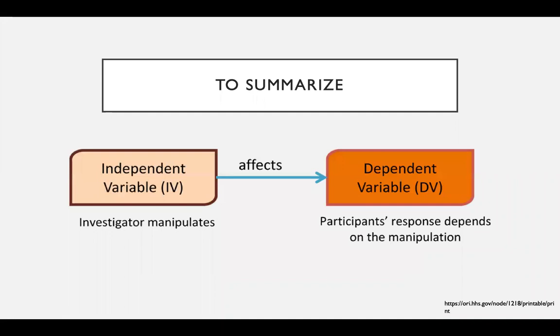Finally, in summary, here's a simplified version of everything we just discussed, minus graphs. I really like this picture, and it's just in my brain to help piece it all together and remember it. So the independent variable is the variable the investigator, or the researcher, manipulates, which then affects the dependent variable, which is the participant's response, which then depends on the manipulation. So the cause and effect relationship can be seen really nicely there. I just think it's a good picture.